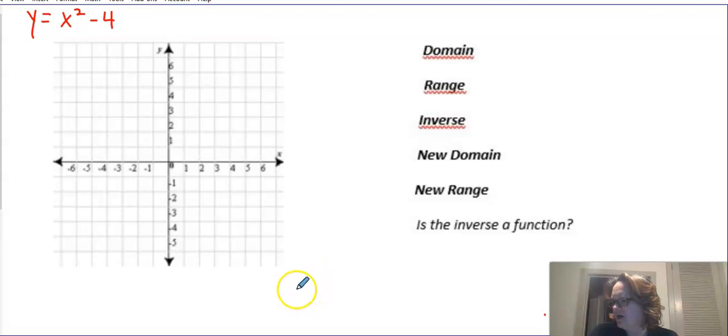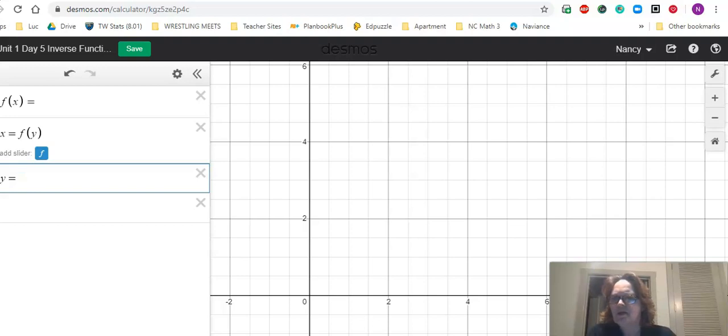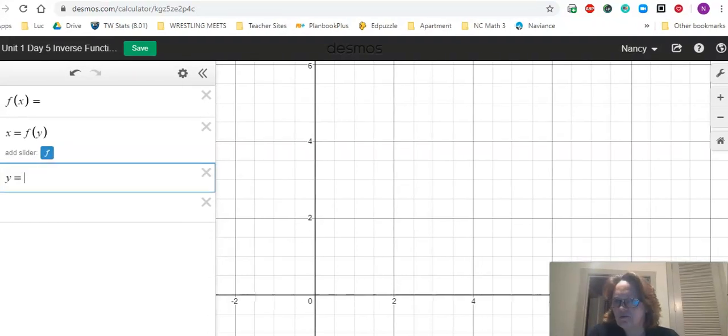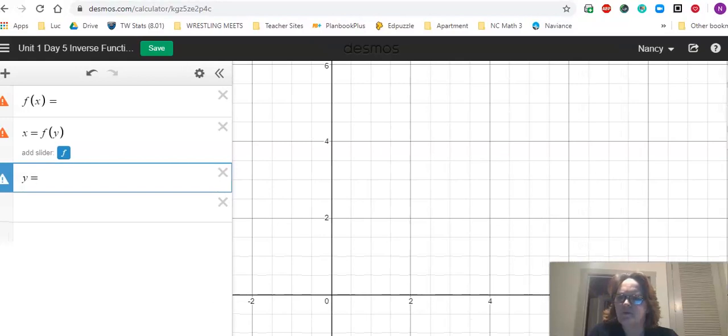This is going to be a quadratic. I want to show you something before we actually sketch this one. Let me go over to Desmos. Here is a way that you can sketch a function and its inverse without having to do an XY table. If you go to Desmos and type in f of x equals, and then put our function in here, and then type in x equals f of y, that's going to show you the function and its inverse.